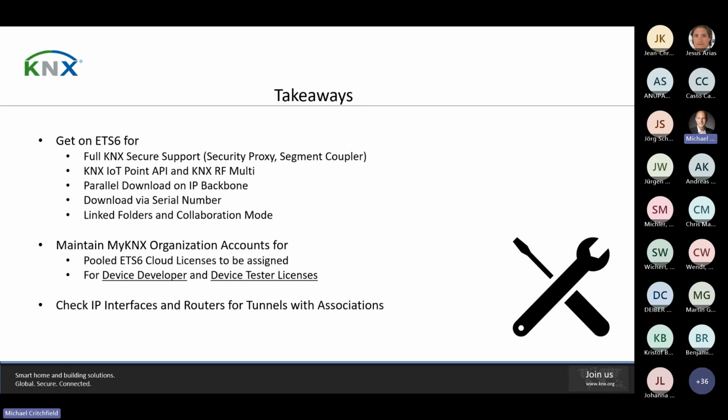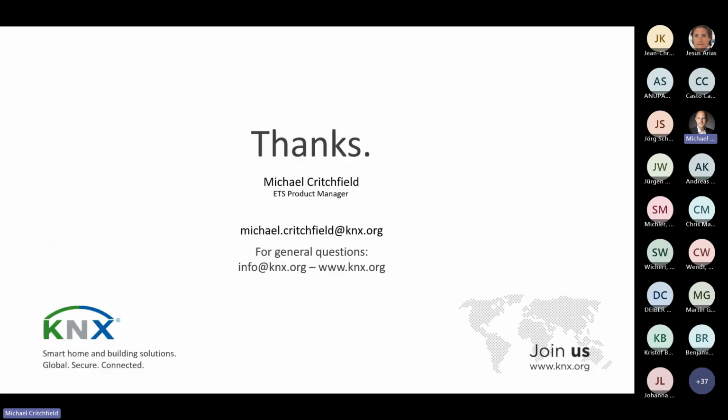What's important, but Mr. Arias will cover this, maintain your MyKNX organization accounts for pooled ETS 6 licenses you have, so that you can assign them to your staff, and for your own device developers, and for your beta testers, for your field testers through device tester licenses. And check your own IP interfaces and IP routers for their option to associate group addresses with tunnels.